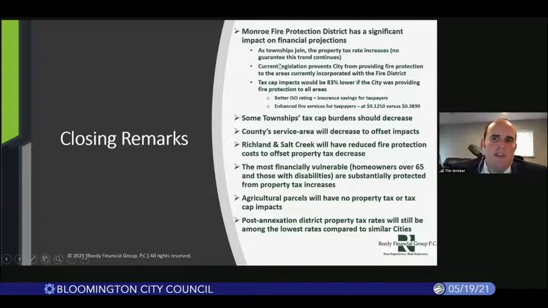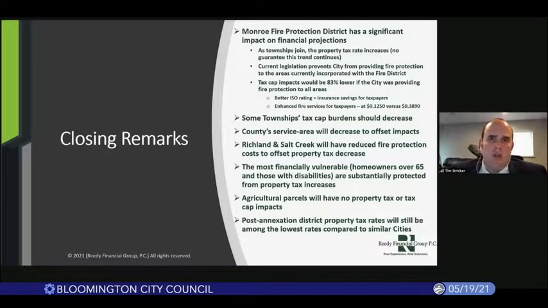Some townships' tax cap burdens should decrease, which we showed in the previous charts. The counties, it may look like the county's impact is kind of a big number, but really the service area will also decrease to offset those impacts. Richland and Salt Creek will have reduced fire protection costs to offset their impacts.